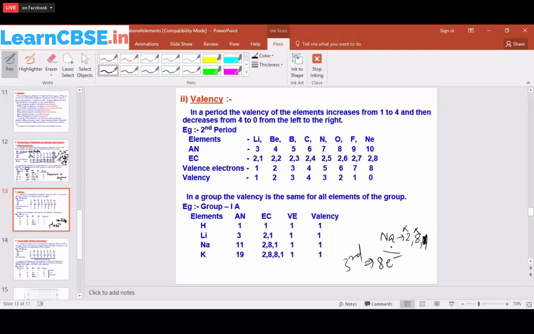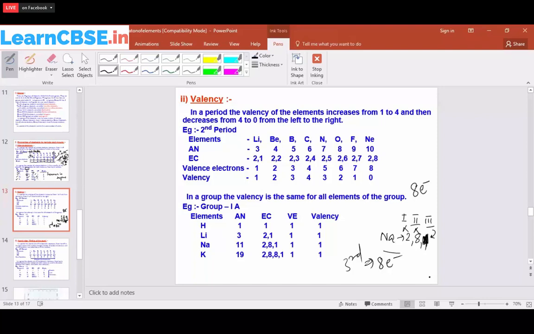So what will sodium do now? It is 2, 8, 1, with one electron in the outermost shell. Two electrons are in the first shell, eight electrons are in the second shell, and one electron is in the third shell. The first and second shells are completely filled, so the third shell contains only one electron. The third shell's maximum occupancy is 8 electrons, but sodium has only 1 electron.